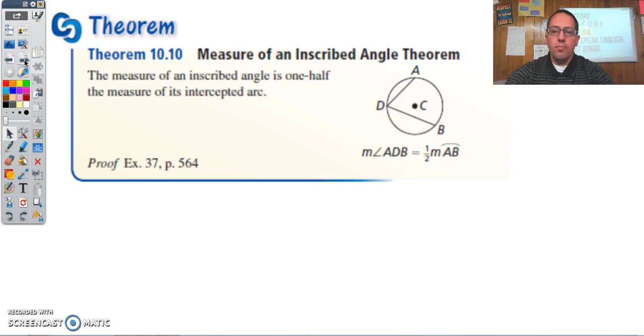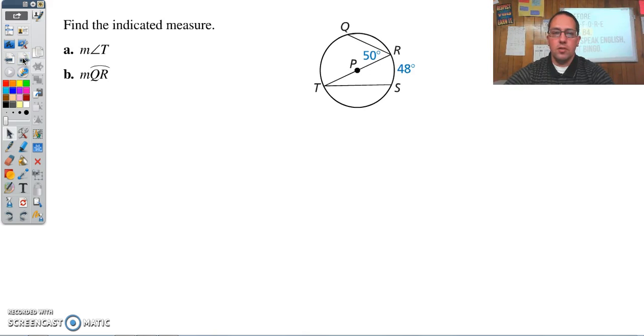So the measure of an inscribed angle will always be equal to 1/2 the measure of its intercepted arc. So here we have angle D inscribed in the circle because its vertex is on the circle and the sides go through the circle, and it intercepts arc AB. And so the measure of angle D is 1/2 the measure of arc AB. So let's put this into use here.